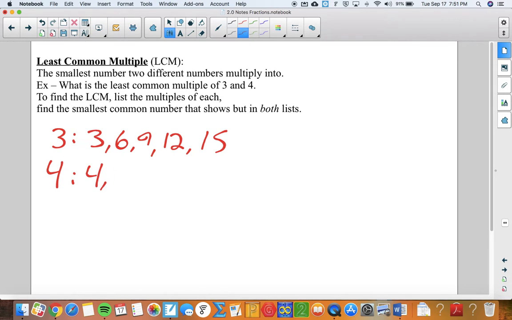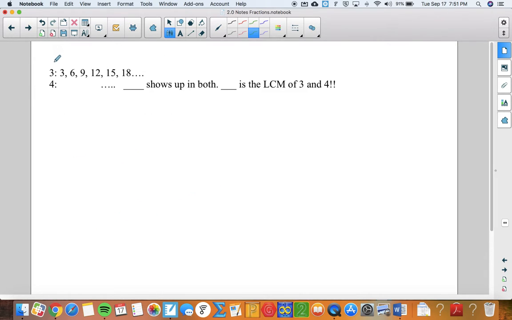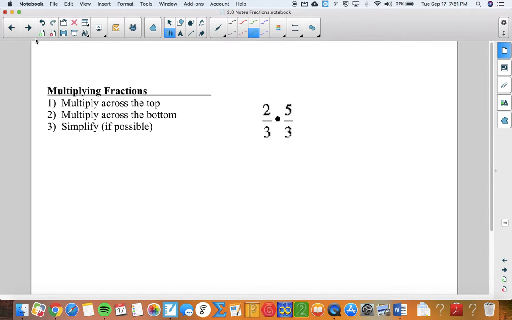Multiples of 4 are 4, 8, just adding 4 every time, 12, 16. So is there a number that's in common on both lists, and what's the smallest one? Because honestly, if you keep going out and adding 3 each time to this list and 4 each time to this list, there's going to be lots of numbers that actually appear on both lists. But 12 is the smallest one that appears on both. So the least common multiple of 3 and 4 is 12. Oops, I guess I had some space in your notes for that.